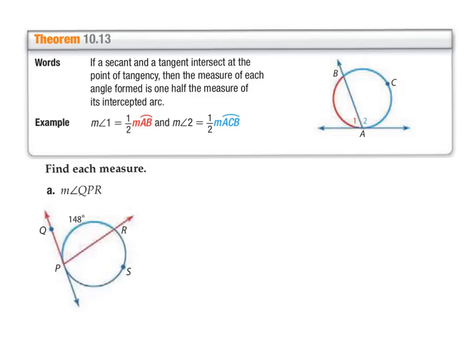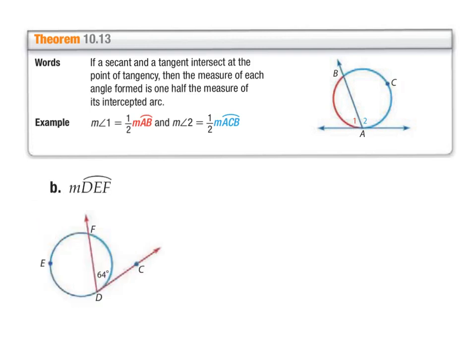All right, in this first problem, we are trying to find the measure of angle QPR. That's this angle right here, and our theorem tells us that this angle is half of arc PR. If arc PR is 148 degrees, we're going to divide that by 2, and then we're going to get the measure of angle QPR, which is equal to 74 degrees. So that's the answer.